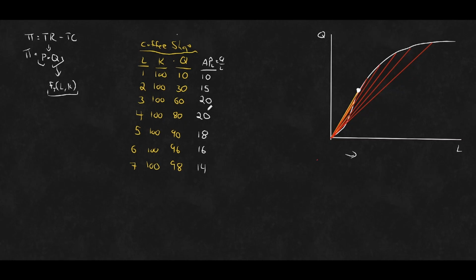Keep in mind, in a large firm, we would typically expect that we would need more than the amount of workers such that we're experiencing diminishing average returns. We would expect this to take place.